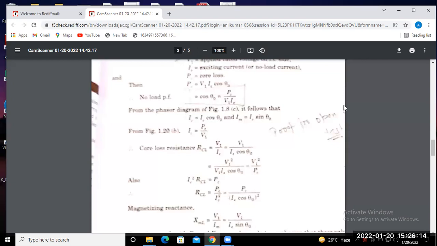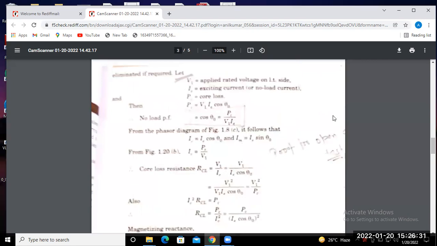At that instant, you have to note down all the instrument readings, that means voltmeter, ammeter, wattmeter. Once the instrument readings are noted down, your next part is the calculation, that means finding the parameters RC and XM. We have already explained the procedure for how we can find RC and XM.